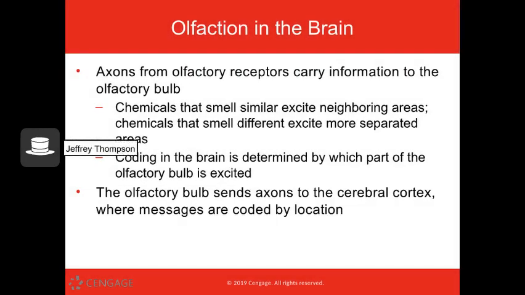So when it comes to the brain, axons from our olfactory receptors carry information to the olfactory bulb. Chemicals that smell similar excite neighboring areas. Chemicals that smell different excite more separated areas. Coding in the brain is determined by which part of the olfactory bulb is excited. The olfactory bulb sends axons to the cerebral cortex, where messages are coded by location.